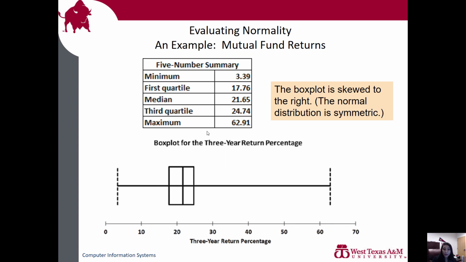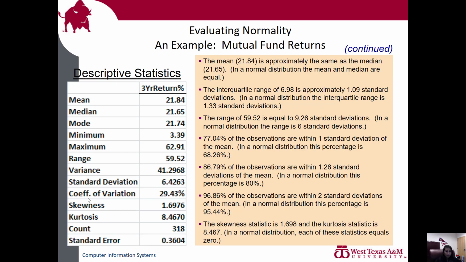As I mentioned earlier, we can also look at box plots to determine if something is symmetrical. So from the previous chapters, we know that this distribution is skewed to the right, and this is not a normal distribution. We can also look at descriptive statistics, and just looking at the mean, the median, and mode, they're all about the same, so we could conclude that it is a normal distribution. However, if we look at the other statistics, that might not be the case.